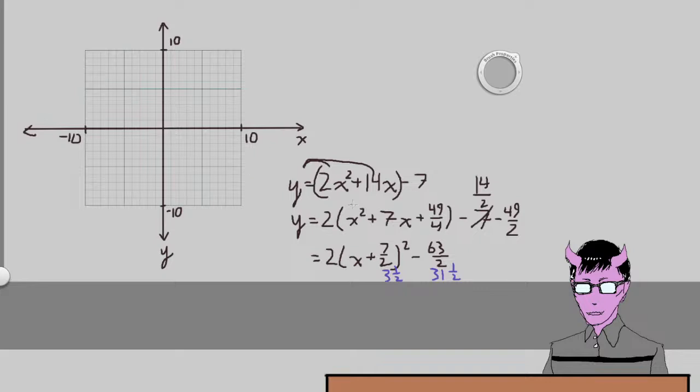So the x movement, how do you make this into 0? If it's negative 3.5, so negative 3.5, that's our x movement. And you notice I'm using the half hash mark, so it's here. And then we have to move downwards 31.5 spaces.